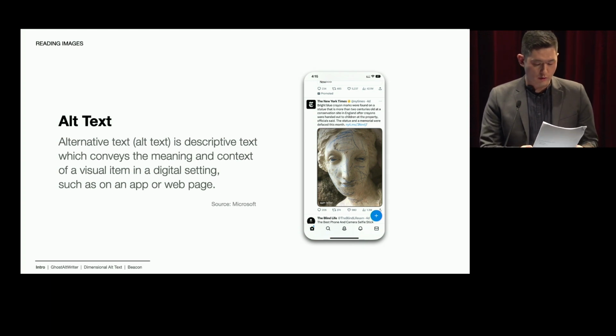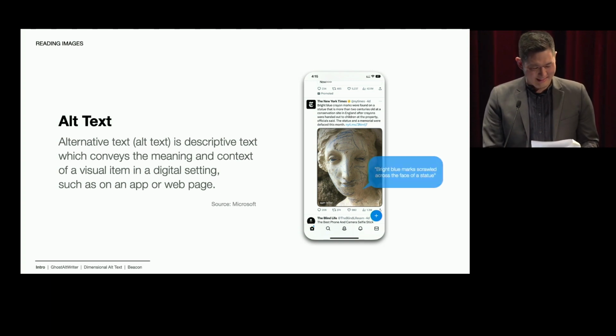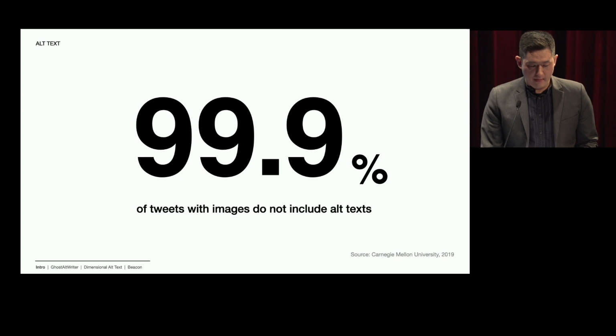When you upload an image on the web, you're expected to add alt text to the image for screen reader users. So kudos, New York Times. However, a Carnegie Mellon research showed that 99% of tweets with images do not include alt text.